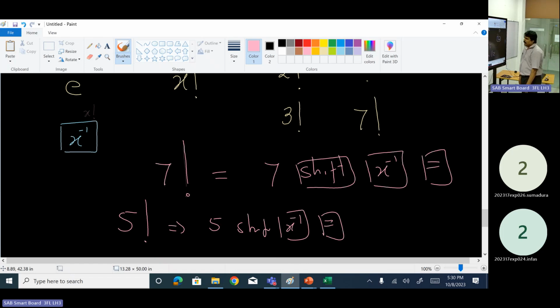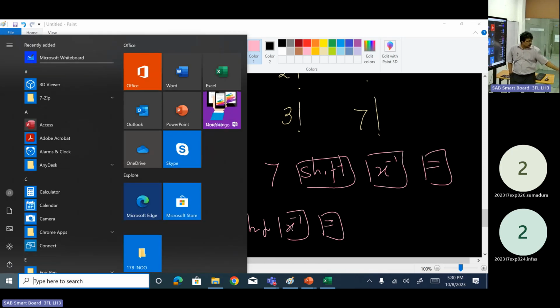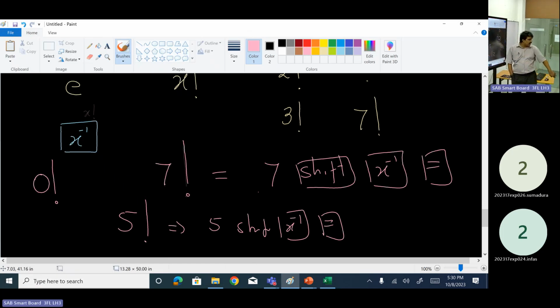Okay. So apart from this, you need 0 factorial. Right? 0 factorial does not fit that definition, right? 5 factorial, you multiply all the integers from 1 to 5. 7 factorial, you multiply all the integers from 1 to 7. 6 factorial, 1 to 6. But for 0 factorial, 1 to 0 goes the other way. So that definition won't suit this. So 0 factorial is separately defined as 1. Remember, 0 factorial is 1.